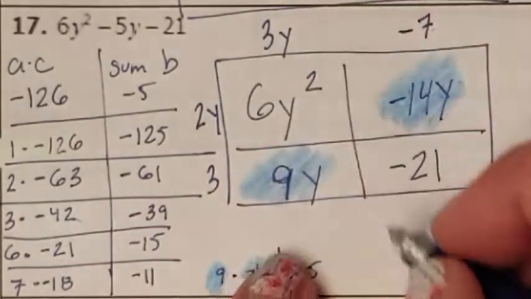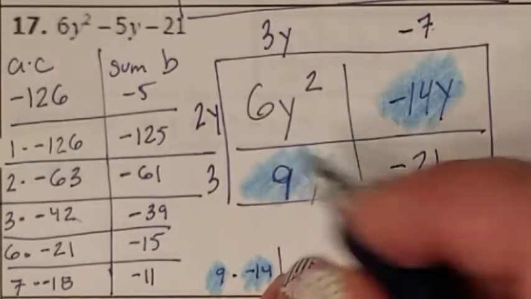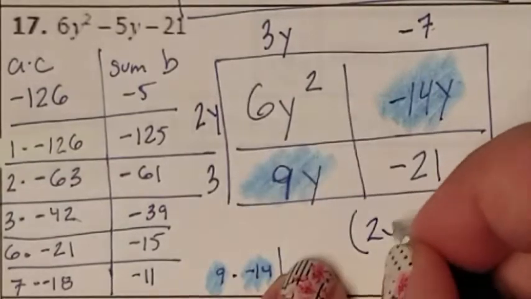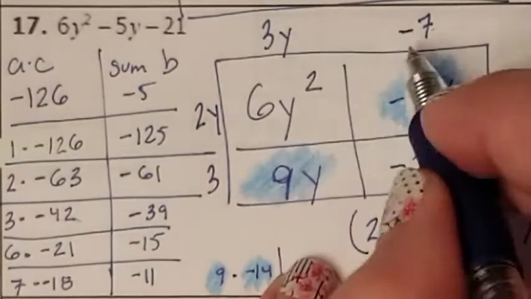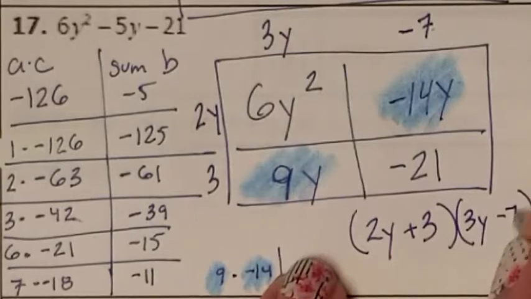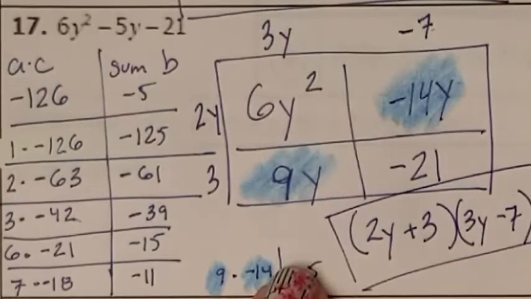So now that I have my sides, I know my parentheses. This is 2y plus 3. This is 3y minus 7. And this is my factored answer.